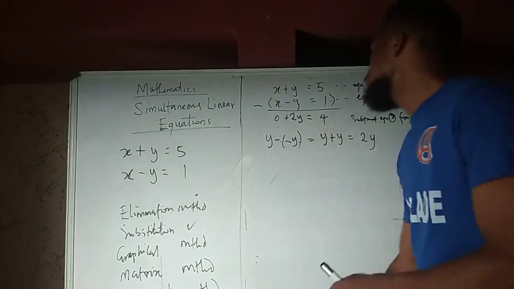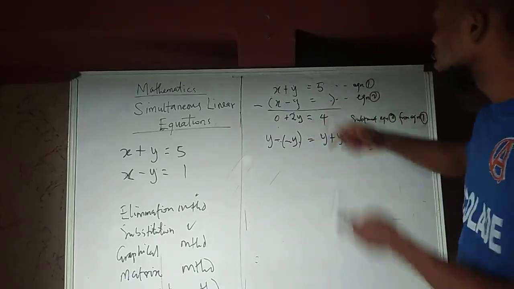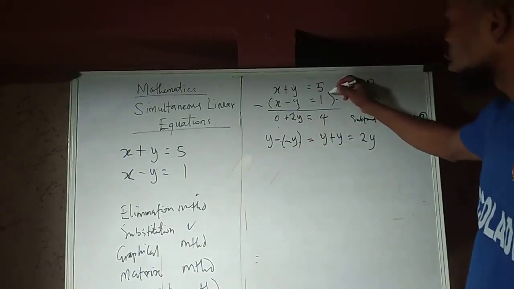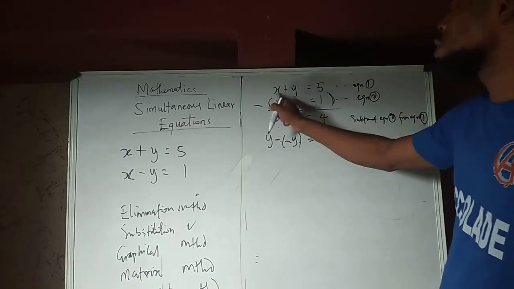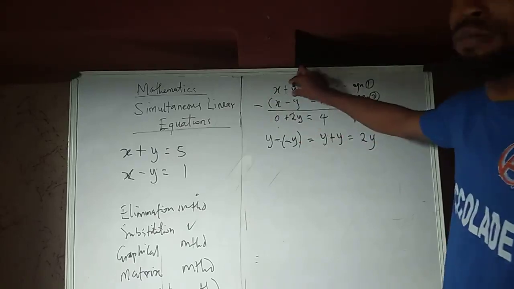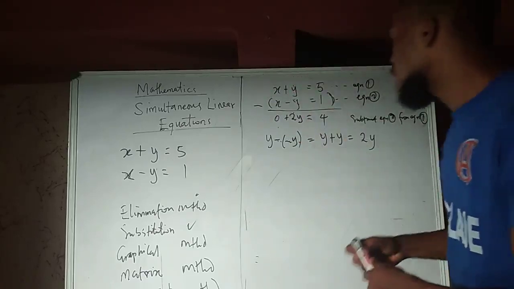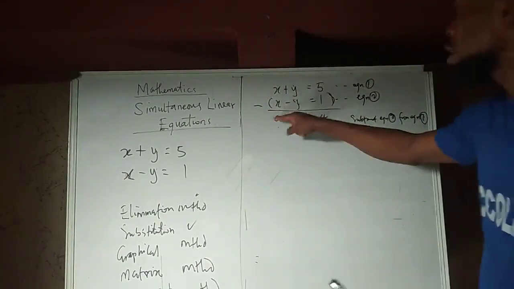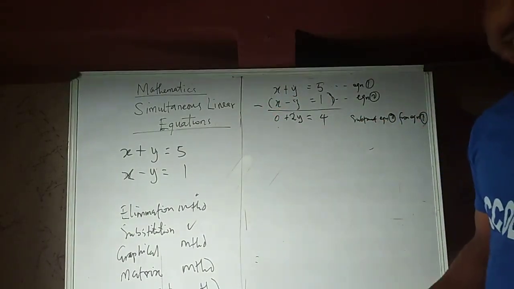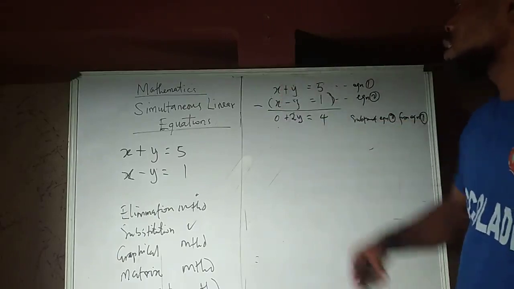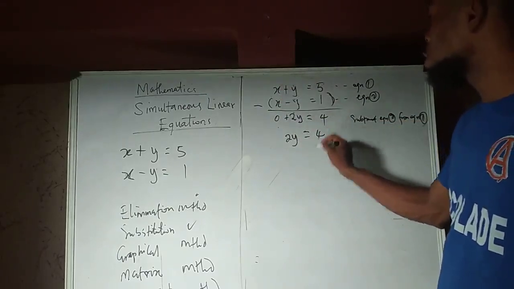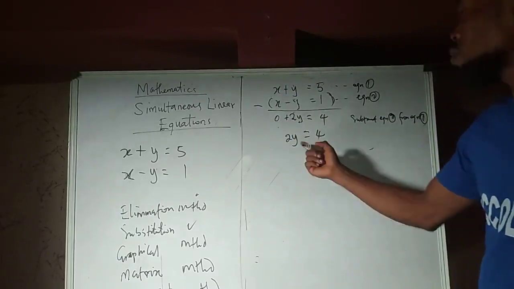That's this 5 here minus 1 here. This is a bracket I used to show that we are subtracting the whole of this from this. So now having settled that, you can see that one of the variables has been eliminated. So we are left with 2y equals 4, because 0 plus 2y is 2y, right?